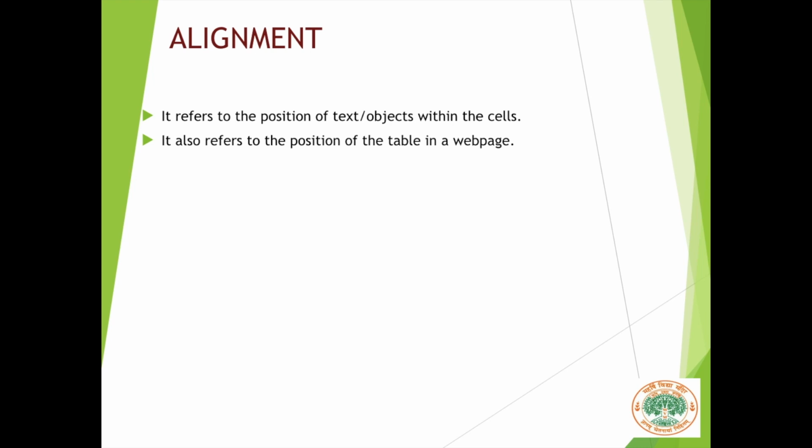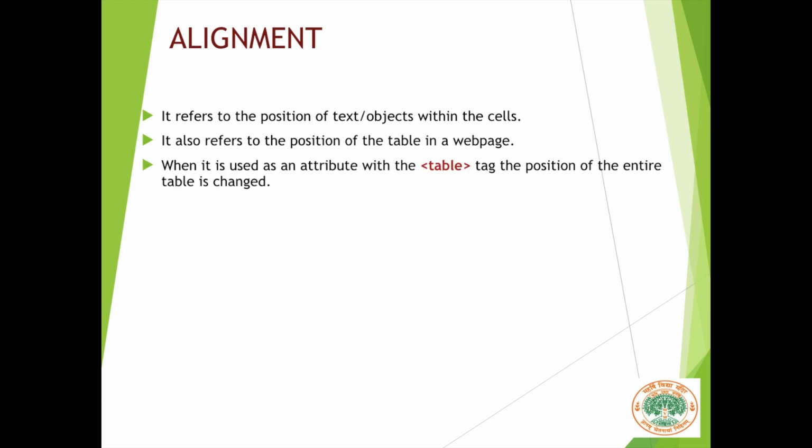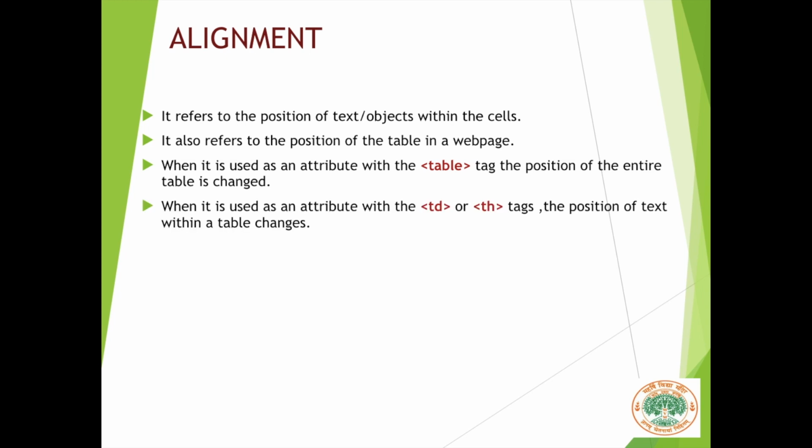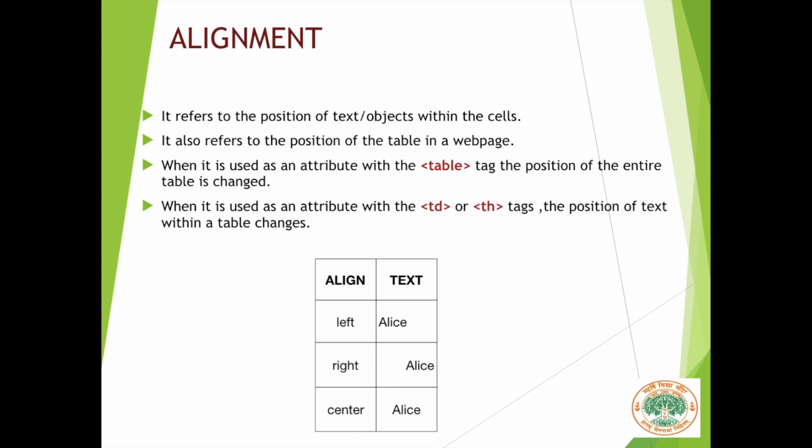When it is used as an attribute with the table tag, the position of the entire table is changed. If you want to change the position of the table itself, then you have to use the alignment along with the table tag. When it is used as an attribute with the TD or TH tags, the position of text within a table changes. If you want to change the position of text within a table, then you have to use it as an attribute to the TD or TH tags. So, the attribute is align and the values are left, right or center.